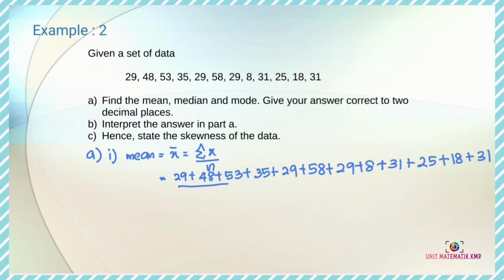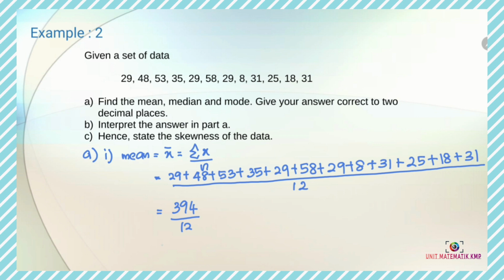And then we have to divide by the number of data, here is 12. We total up all the data, we get 394 over 12. And the answer, we have 32.83, correct to 2 decimal places.